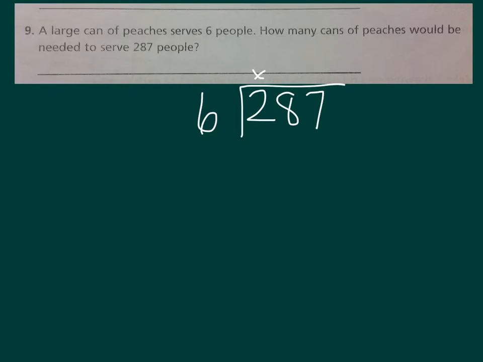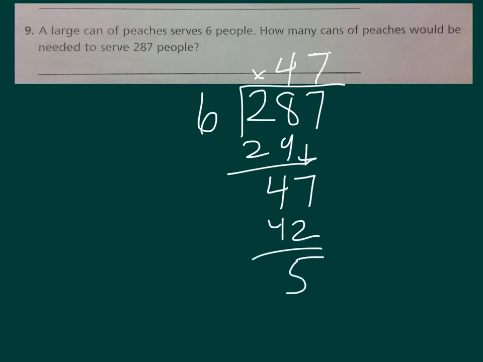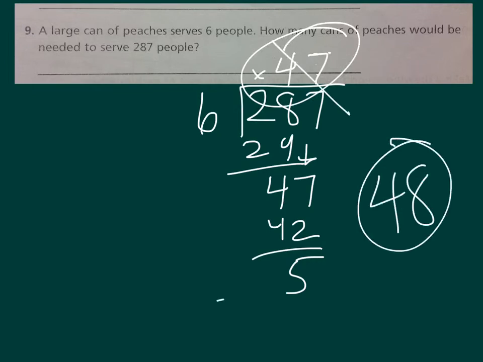We have 6 times 4 is 24. Bring down our 7. 6 goes into 47. Oopsie, no it doesn't. 7 times, sorry about that, which is 42, and you have a remainder of 5. So this means that you have 47 cans, but there are 5 people who wouldn't get any peaches. So 47 isn't enough. You have to have 48 cans, so those last 5 people have peaches to eat.